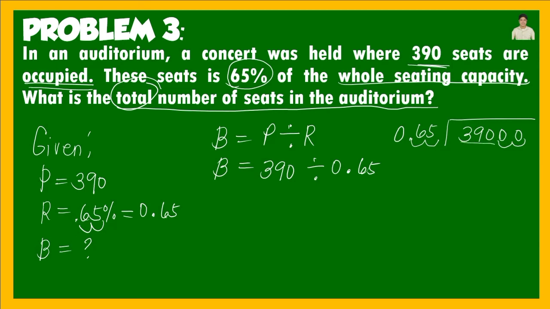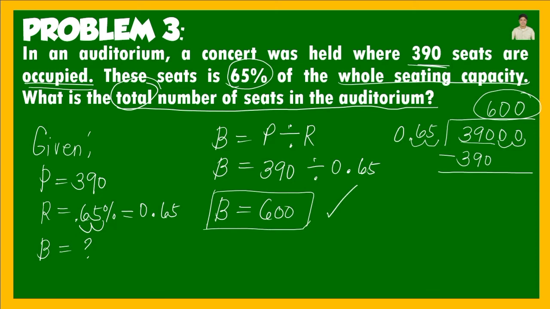390 divided by 65, that is 6. And then, times 65, 390. So, subtract natin, ayan, 0. And then, yung dalawang 0 na in-add natin kanina is i-rewrite lang po natin sa itaas. So, ibig sabihin, ang sagot po natin is 600. So, yung base natin is 600 lang po. What is this 600? This is the total number of seats in the auditorium, wherein 390 seats or equivalent to 65% of the seats are occupied.